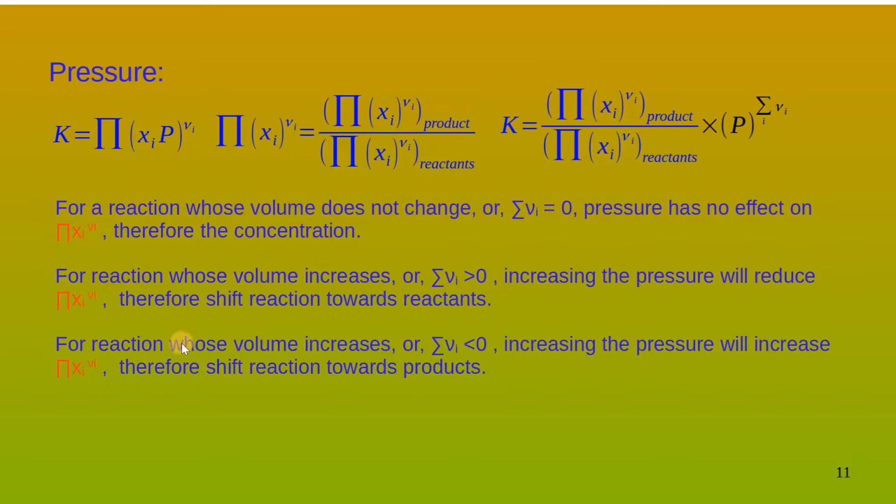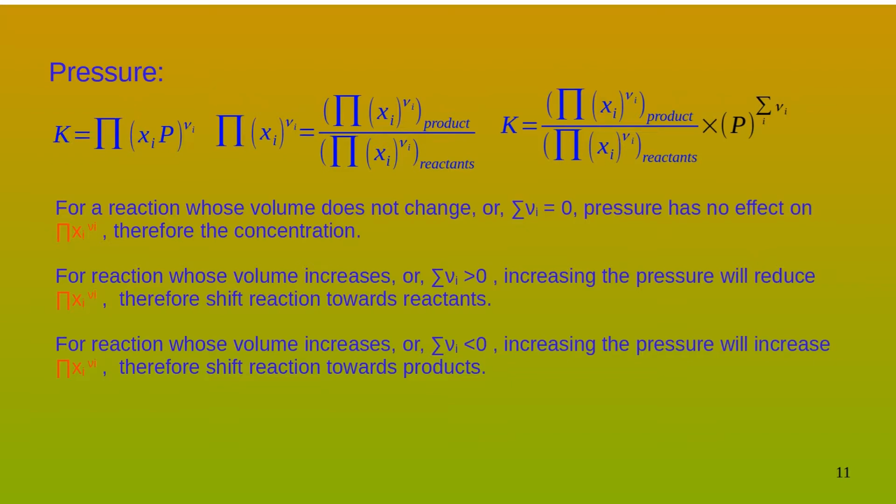But for a reaction whose volume has increased, that is, summation nu I is greater than 0, that is, the summation of the stoichiometric coefficients is greater than 0. Now let's assume you have a reaction which is 1A plus 1B giving you 3C. The volumes here have increased. You had one volume of A and one volume of B giving you 3 volumes of C. And therefore the change in stoichiometric coefficients is nothing but 3 minus 2, that is 1.